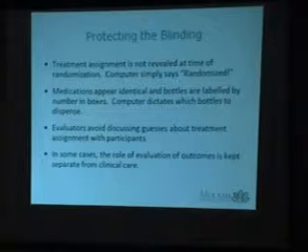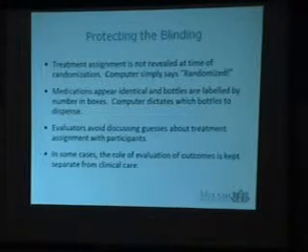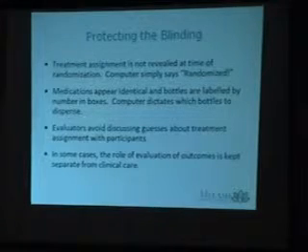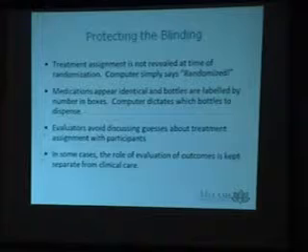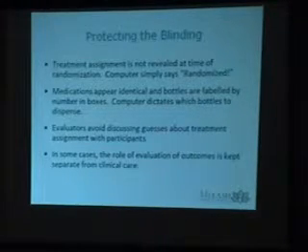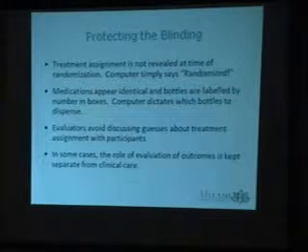So what do we do to protect the blind? And this will come up in your training. Treatment assignment is not revealed at the time of randomization. The computer simply says randomized. Yippee, you randomized the person, they were eligible, you entered all the data that you had to do, and it'll say randomized. And that's it. That's all it's going to say.